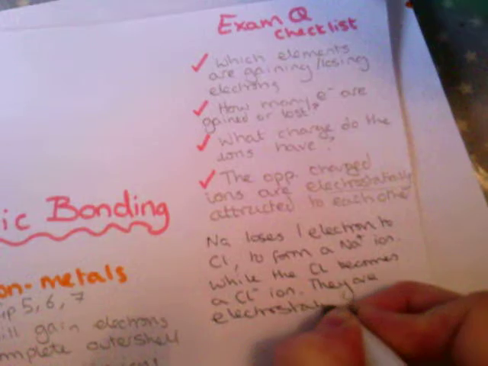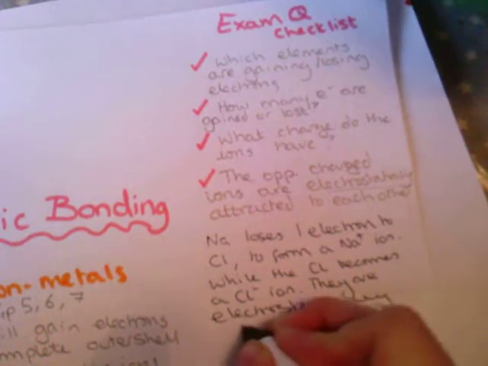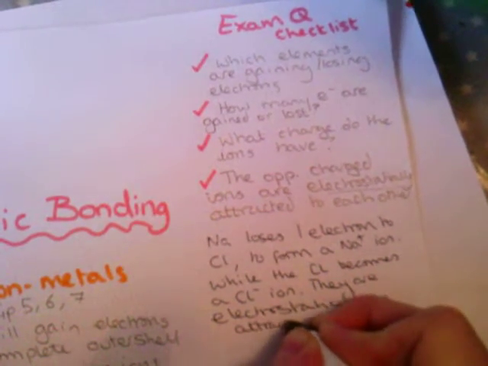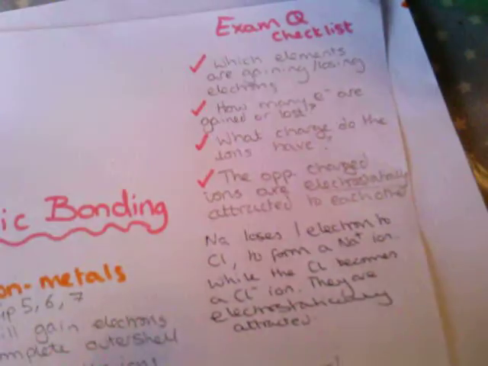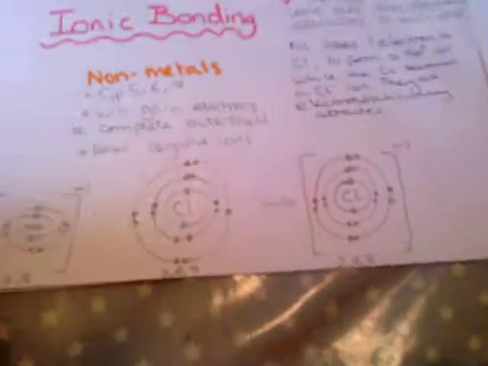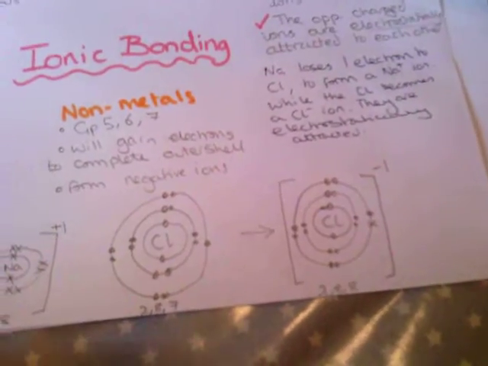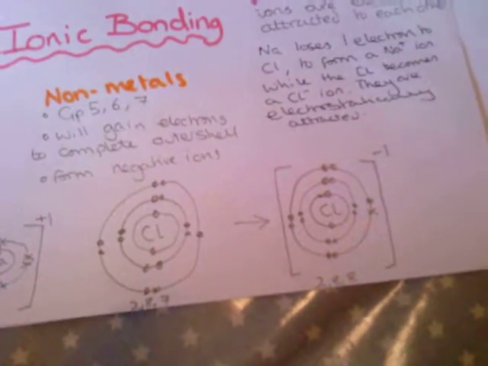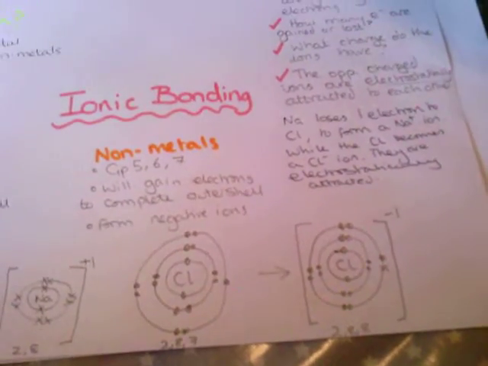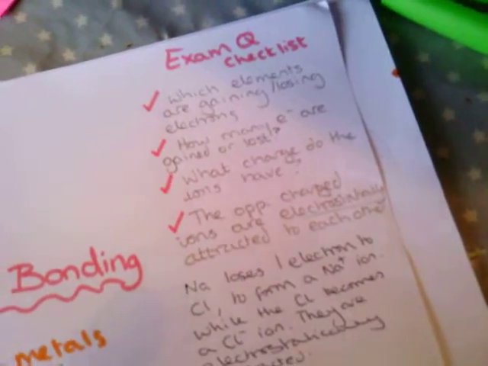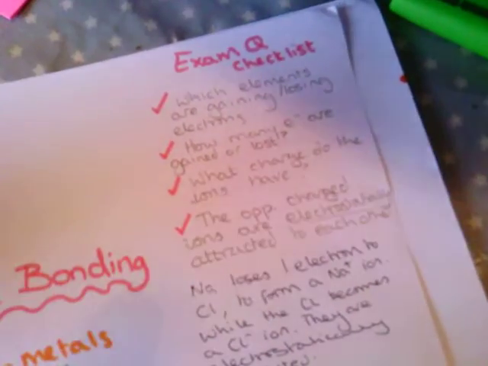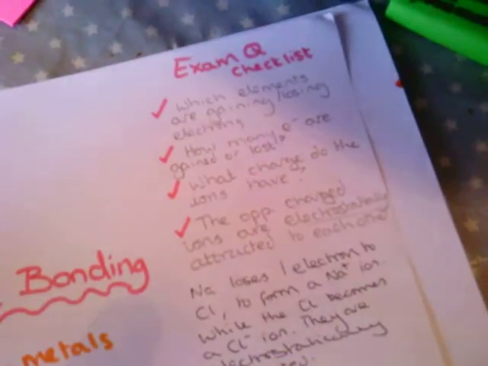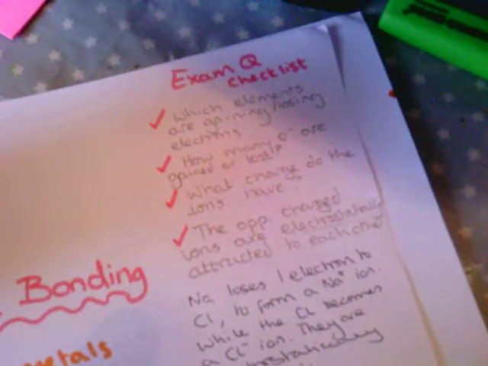That kind of covers all those points. You can draw the diagrams, and sometimes they may ask you, and that's perfectly okay too. But key things to think about: what's going to lose electrons, how many they're losing, what charge they have, and don't forget to say they're electrostatically attracted, because if it's a 4 or 5 marker, they're looking for that last point in the end, and that is the most common thing that's left out.